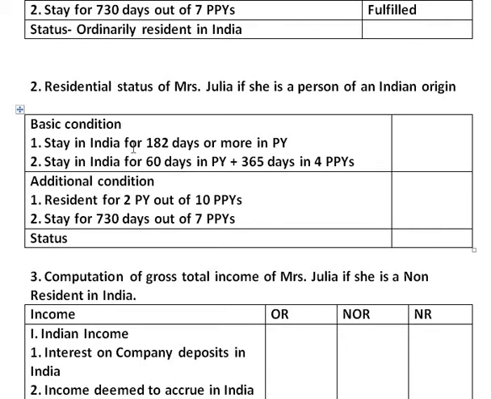Let us check the first basic condition. As in the sum it is given that Mrs. Julia has stayed in India only for 150 days. So basic condition number 1, that is stay in India for 182 days or more in the previous year, is not fulfilled by Mrs. Julia.